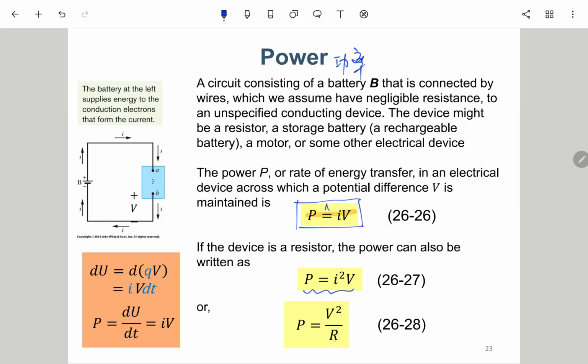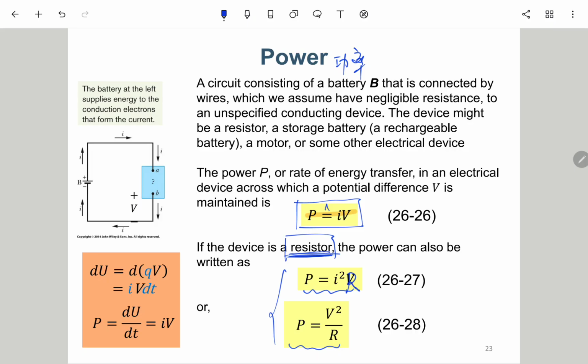P equals I square R or P equals V square over R only applies for the resistor. Okay, only applies for resistor, so you need to pay a bit of attention to it. Sorry, this is not I times V, it should be I square R.